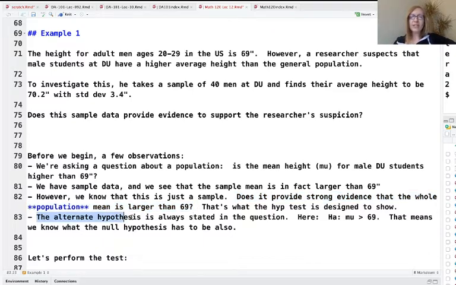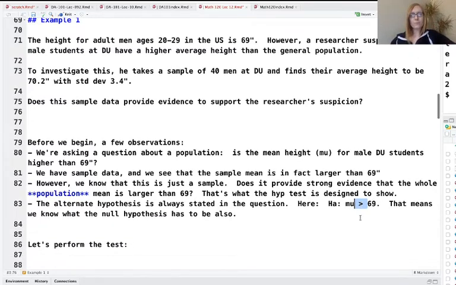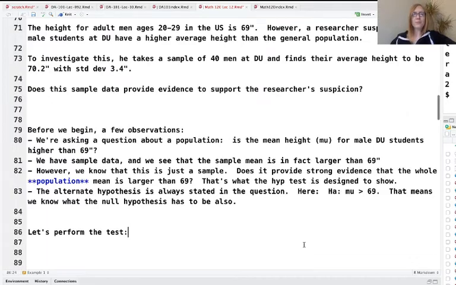And one last thing, I think it's super helpful for students in these problems. The alternate hypothesis is always clearly stated. In this one, we wonder if the mean is bigger than 69. So that's it right there. The alternate hypothesis always has to be in the problem. So you know then what the hypotheses are going to be. That means you know the null hypothesis also, because the null hypothesis is always a statement of equality. The null hypothesis always has to say equals. Okay, so with those preliminaries out of the way, let's do this test.